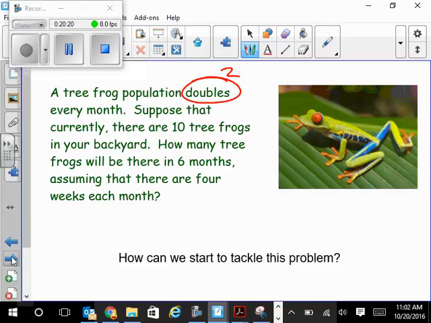All right, now here comes the question: how many tree frogs will there be in 6 months, assuming that there are 4 weeks in each month? Here's what I want you to write down. I want you to write down this formula. They're going to give it to us later, but I'm going to have you write it down now. Let me see how much space they have. Okay, you can write it below.